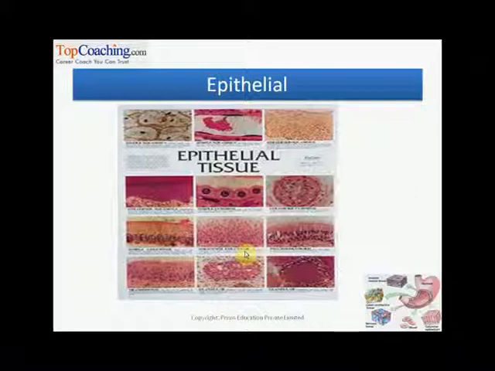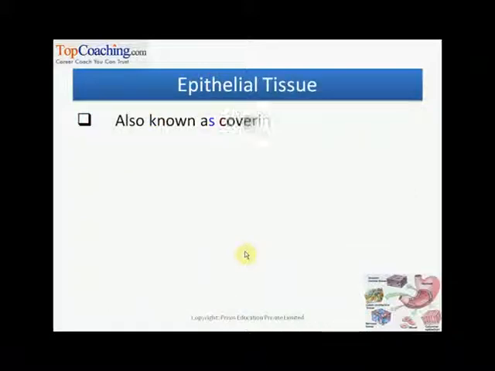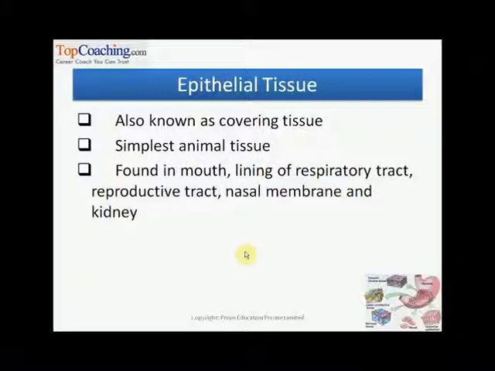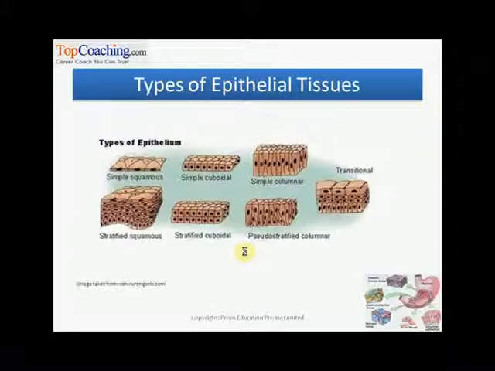What is an epithelial tissue? Also known as covering tissue. Can you think of what could be an epithelial tissue? Skin is an example of epithelial tissue. It is the simplest animal tissue, and in the mouth, lining of respiratory tract, reproductive tract, nasal membrane and kidney all are epithelial tissues.